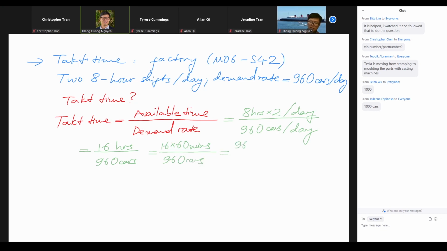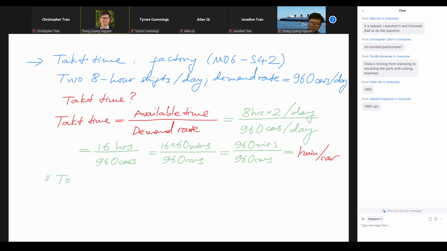or 960 minutes for 960 cars. So it means that we need to have a takt time of 1 minute per car, right? So what does that mean? It means the following. We can interpret it in the following way.